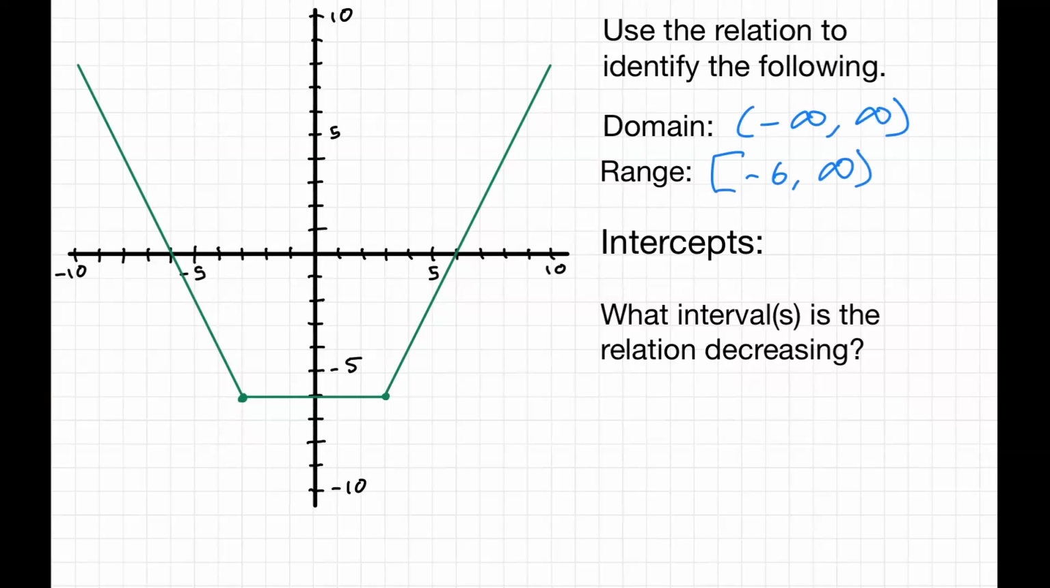Any concerns about where I'm getting these intervals from? All right, so just to highlight, as far as the range, I look at my graph. This is the lowest it goes, and then it goes up from there. So I start with the lowest value, -6, and I work my way up to positive infinity.